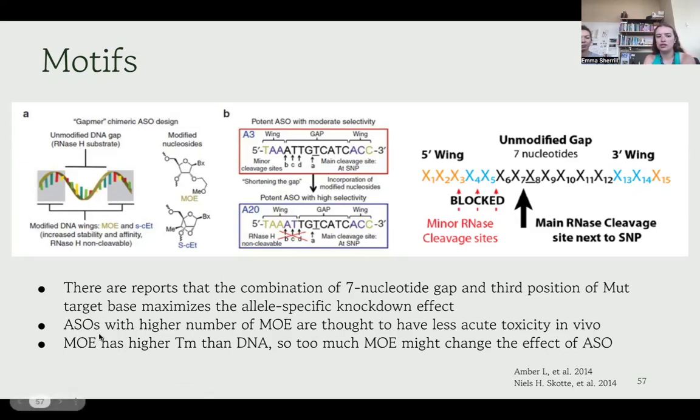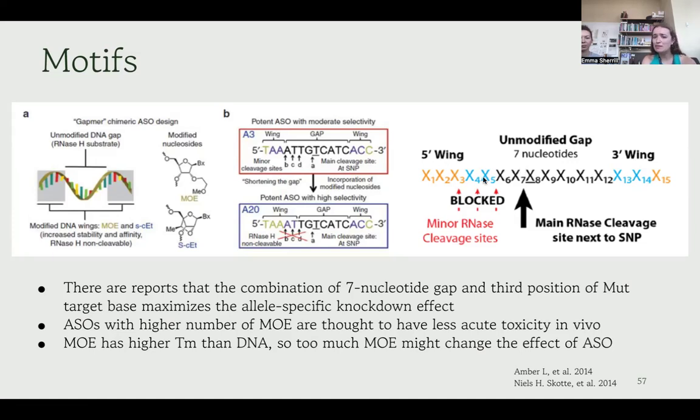And then a couple other notes at the bottom. It's been shown that ASOs with a higher number of MOE nucleotides are thought to be less toxic. So if you can maximize those MOE bases, that could be really helpful. But it also has a higher melting temperature than DNA. So you have to balance how you count your wings versus your gaps and what RNA, DNA are present. You can also stagger, so put another DNA molecule in the middle of a wing. That's been shown to possibly be helpful.